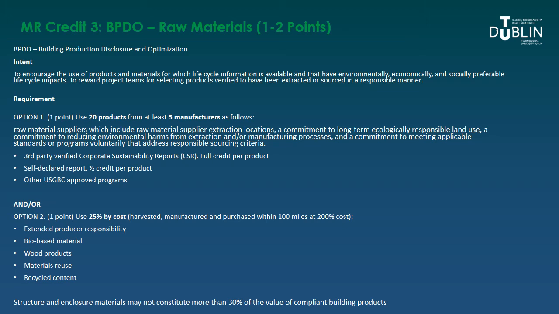You can only count this kind for structure and enclosure materials, up to 30% of the value of compliant products. So beyond that, you need to look at other parts of the building to meet this.